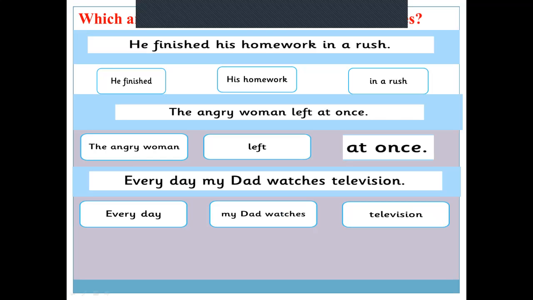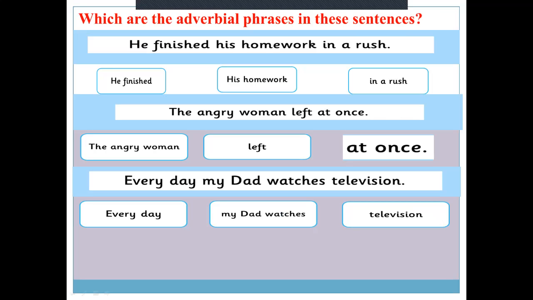Which are the adverbial phrases in these sentences? Adverbial phrase. So I use a phrase to show me how or where or when or how long. Like, he finished his homework in a rush. So here I'm asking, how did he finish his homework? In a rush. So this is the adverbial phrase. Number 2, the angry woman left at once. So the adverbial phrase here is at once.